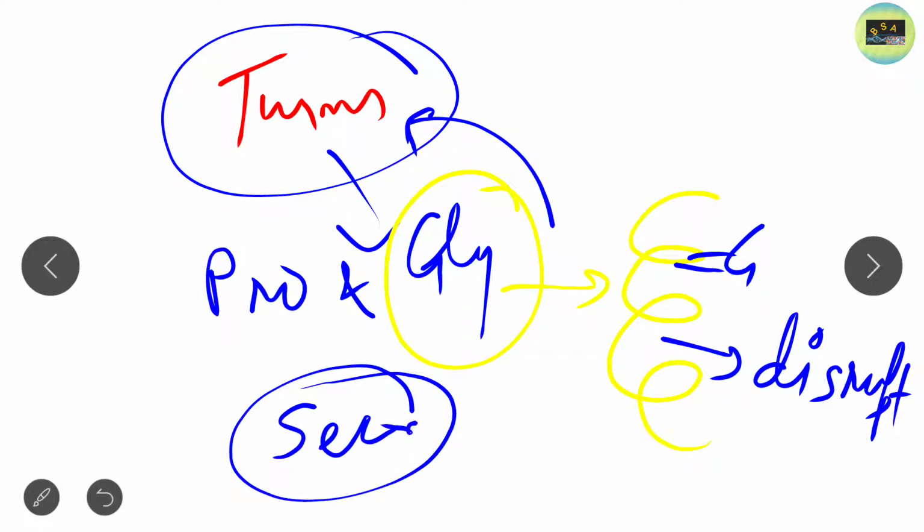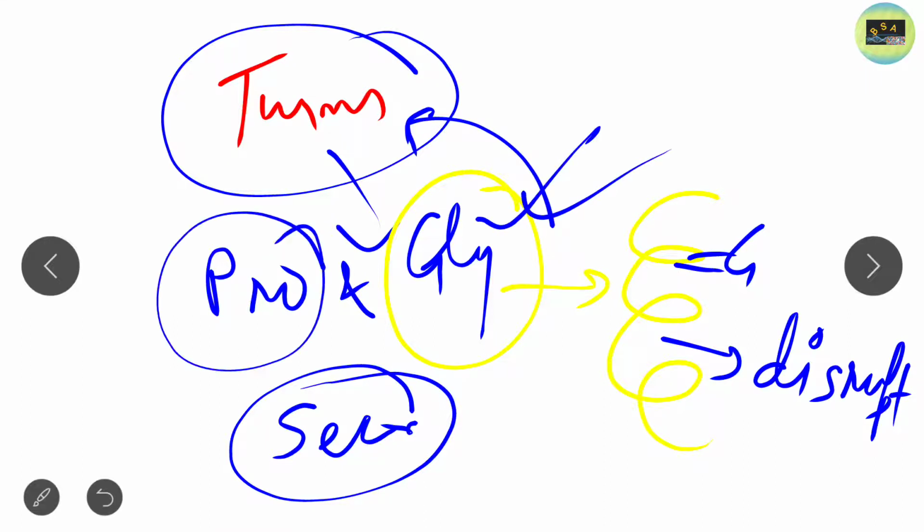So just remember these points about glycine. Proline also disrupts the structure of the alpha helix. We will go into detail on all these things in secondary structure of protein, when I teach you secondary structure of protein. Clear? So this is all about glycine.